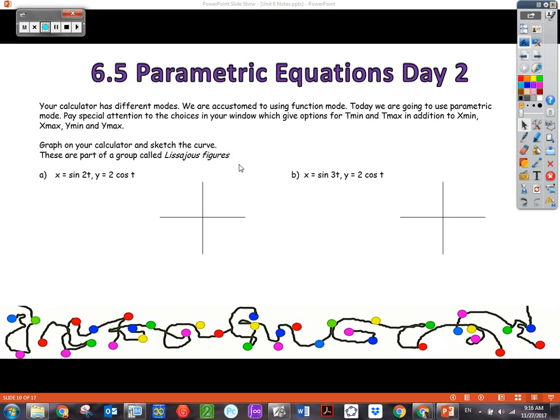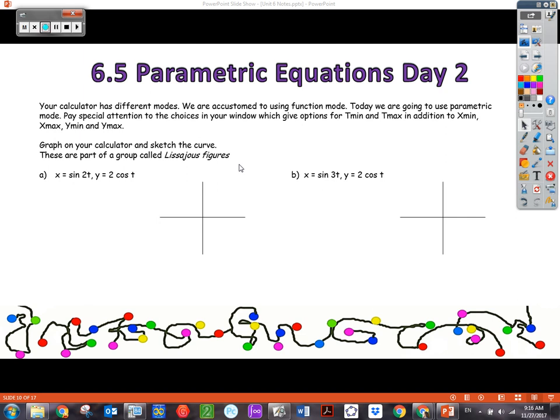Okay, let's take a look at today's lesson. We're going to be doing parametric equations day 2 today. Today's lesson is going to involve a calculator, so hopefully you have one with you and you can go along with me. We're going to be looking at the different modes that the calculator has. We actually are going to be using the parametric mode today.